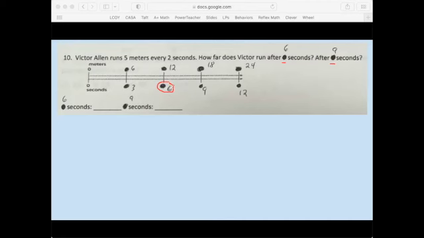So in 6 seconds, he's able to run 12 meters. And remember to label it. And then it asks how far can he run in 9 seconds. When I look up, I see it says 18, so 18 meters. Okay, so that was a quick one. Let's go on to number 11.